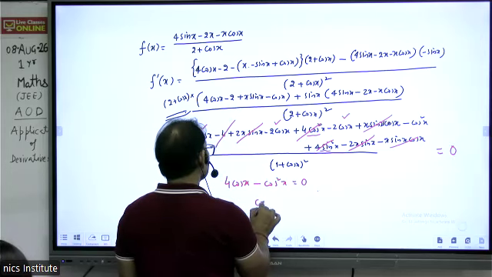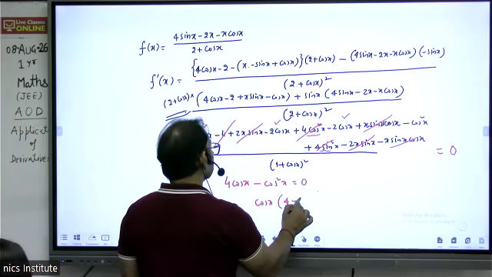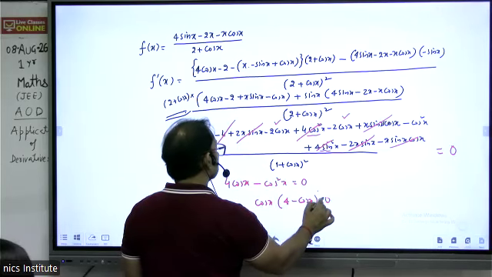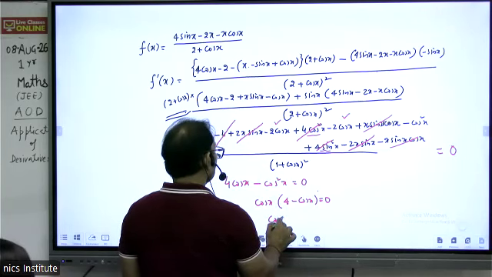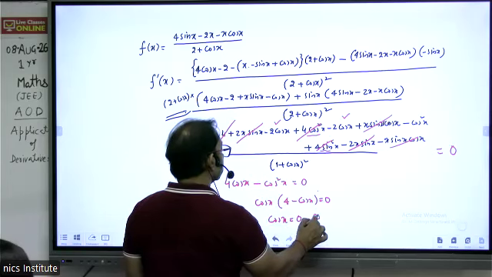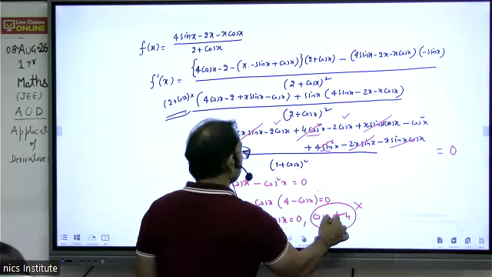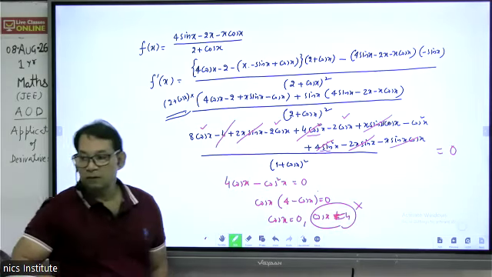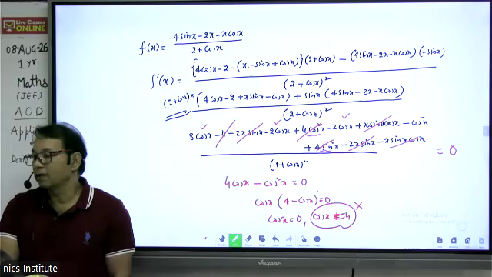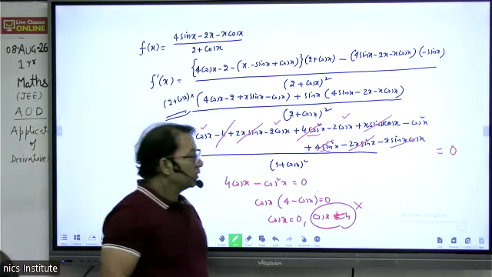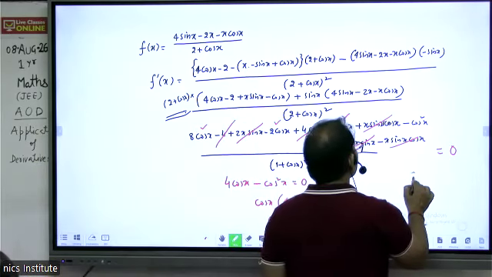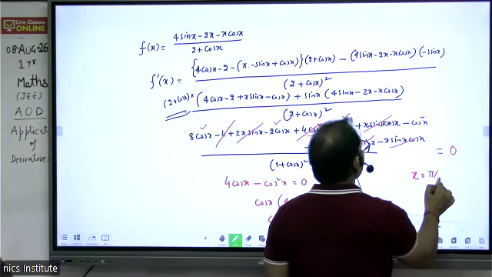That is cos x common. cos x into 4 minus cos x is equal to 0. cos x is equal to 0, or cos x is equal to 4, which is not possible. है ना? cos x cannot be 4. तो हट ही जाएगा. So cos x 0 आ रहा है. So अगर cos x 0 आ रहा है, that means x will be pi by 2 or 3 pi by 2.